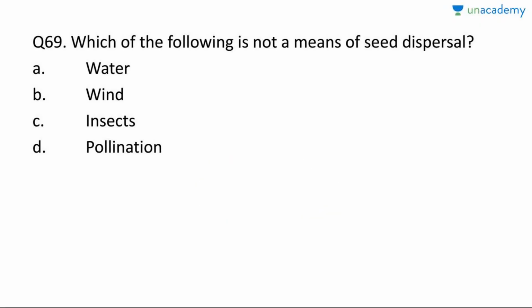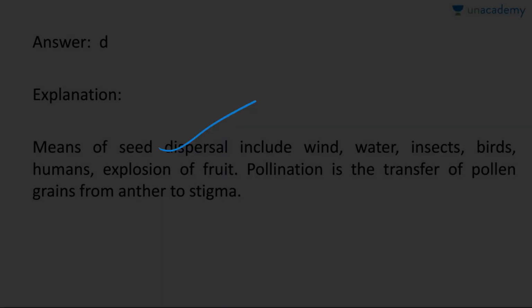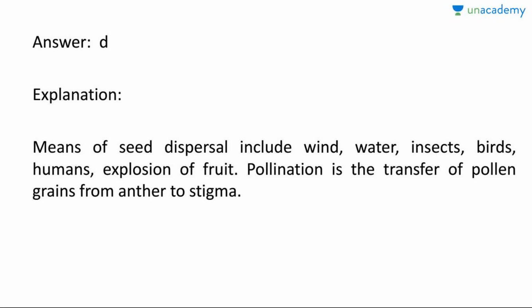Question number 69. Which of the following is not a means of seed dispersal? So water, wind, insects are all means of seed dispersal. Pollination is basically the transfer of pollen grains from anther to stigma. It has nothing to do with seed dispersal. So the answer here is D. Means of seed dispersal include wind, water, insects, birds, even mammals, bats, humans, explosion of fruit. All these are means of seed dispersal, while pollination is the transfer of pollen grains from anther to stigma.